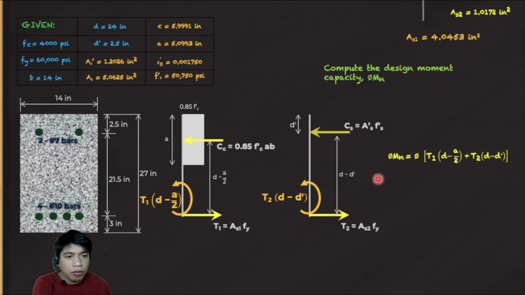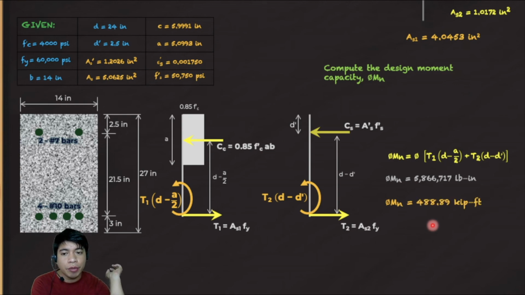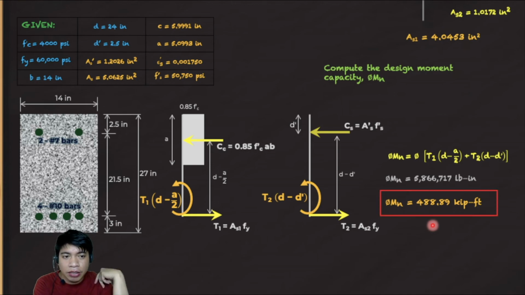Madali lang naman i-compute si T1, that is As1 times Fy. Na-compute na natin si As1, si Fy is given. Si T2 din, alam na natin si As2, Fy is also given. So substitute lamang dito and makukuha natin si phi Mn and that will be 5,866,717 pound-inch. Usually na unit dito is kip-feet, so i-convert lamang natin siya to kip-feet. So phi Mn is equal to 488.89 kip-feet. At eto na nga yung design moment capacity na tinatanong sa problem.